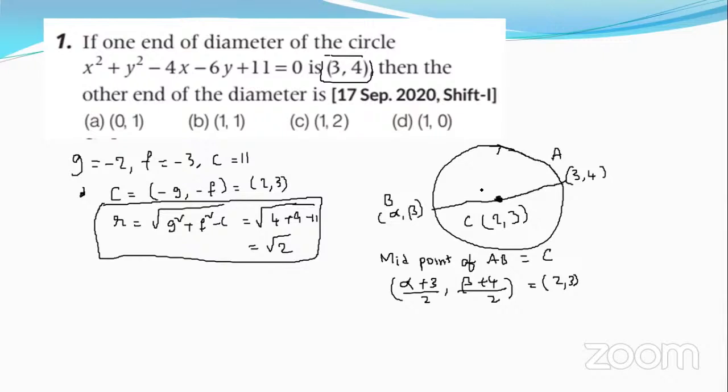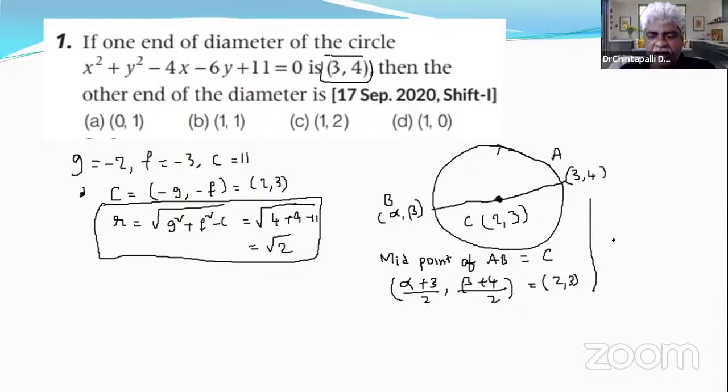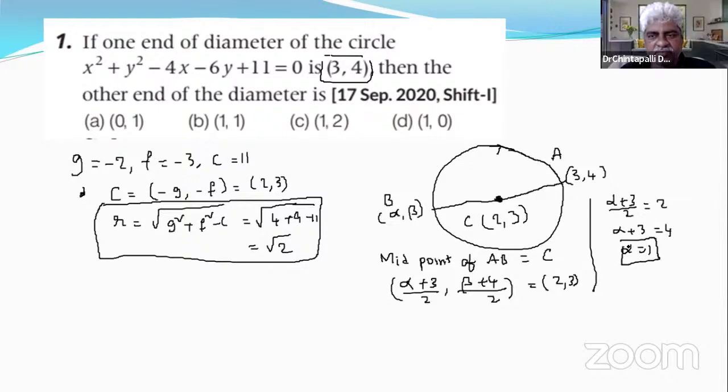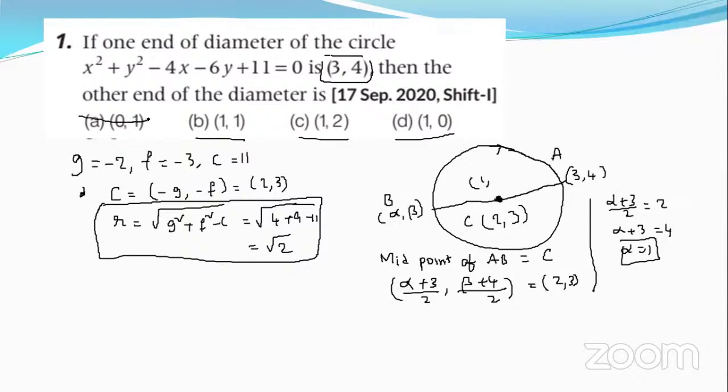See, (alpha plus 3)/2 is equal to 2. Cross multiplication, alpha plus 3 is equal to 4. Alpha equals 1. So the point is (1, comma). It can be option B or option C or option D. Option A is wrong.